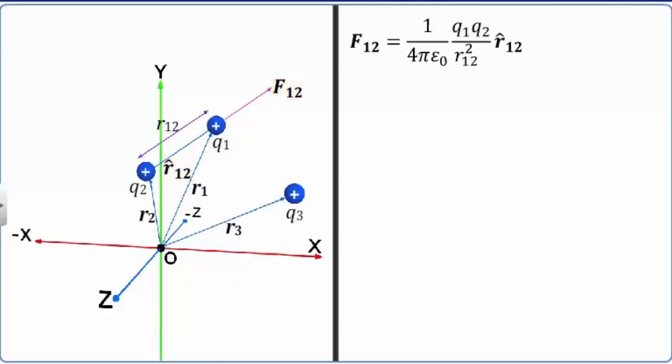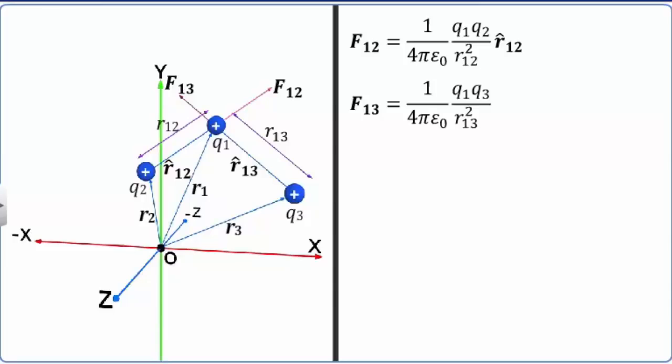F13 is the force on the charge Q1 due to Q3 and is equal to 1 by 4 pi epsilon naught into Q1 Q3 by R13 square into R13 cap. R13 is the distance between Q1 and Q3, and R13 cap is the unit vector in the direction of the force F13. To find the net force F1 on Q1 due to the other charges in the system, we should apply the principle of superposition. That is, we should have F1 equal to F12 plus F13 vectorially.